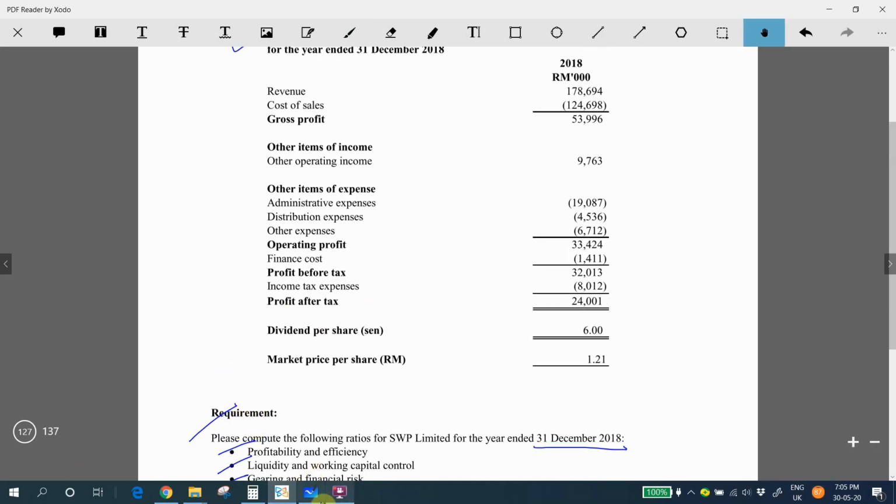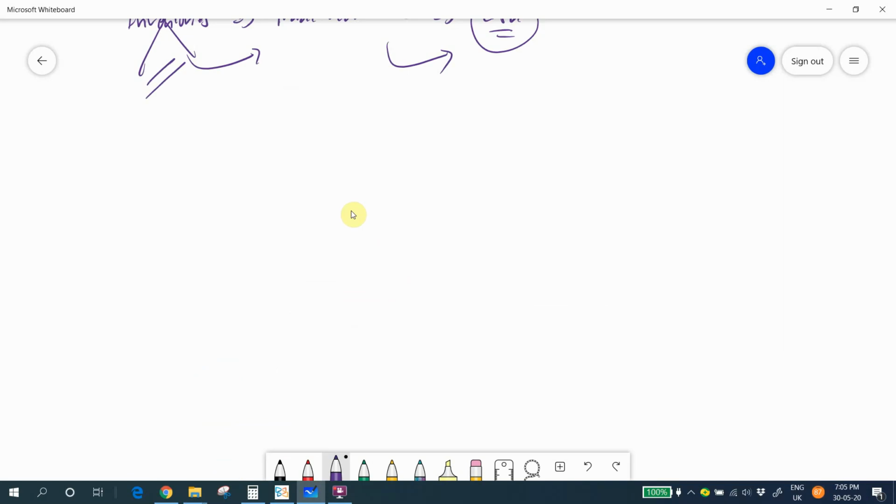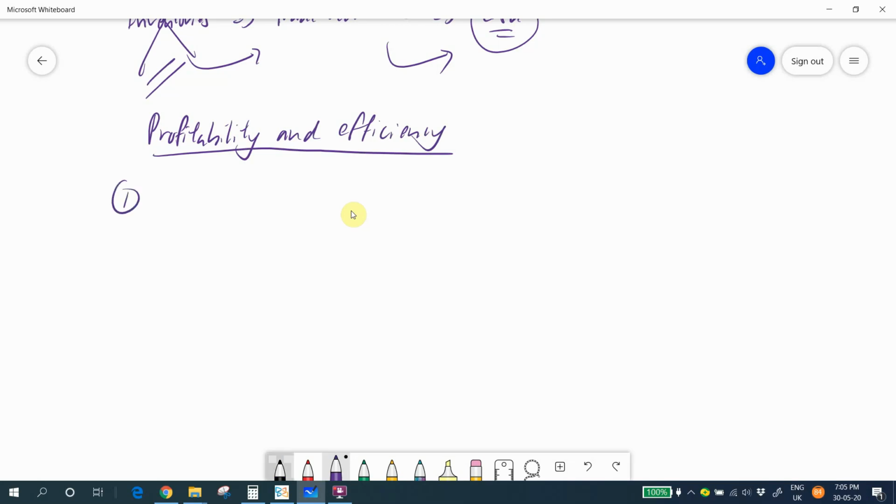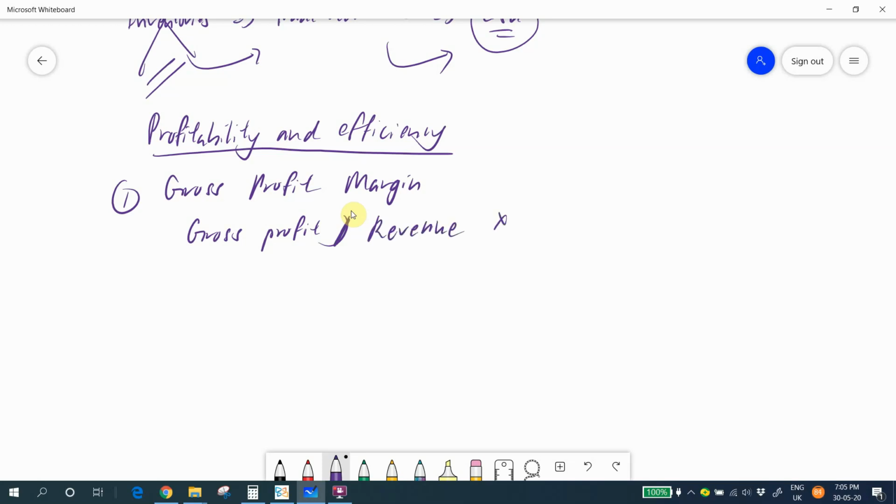So we start from the profitability and efficiency. The first ratio we are going to compute is the gross profit margin. Formula of gross profit margin, we use gross profit divided by the revenue of the company times 100%.